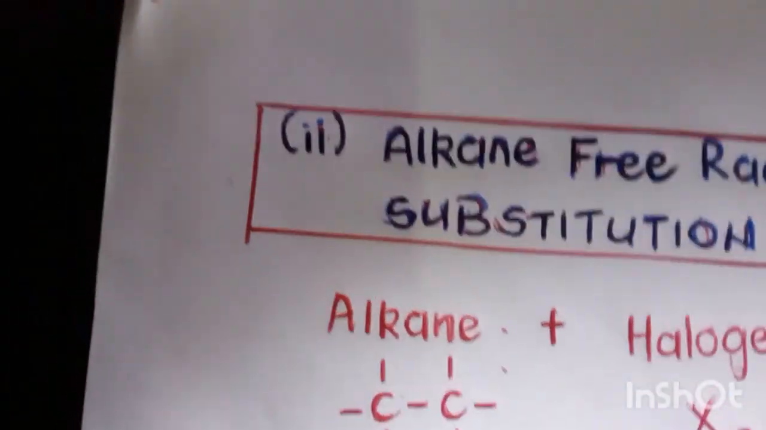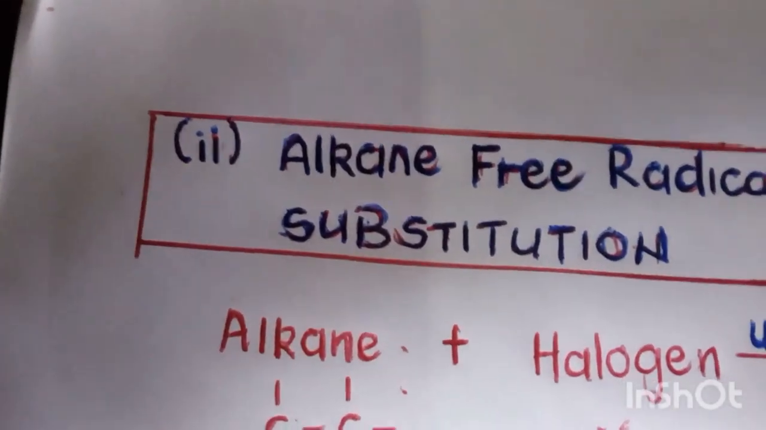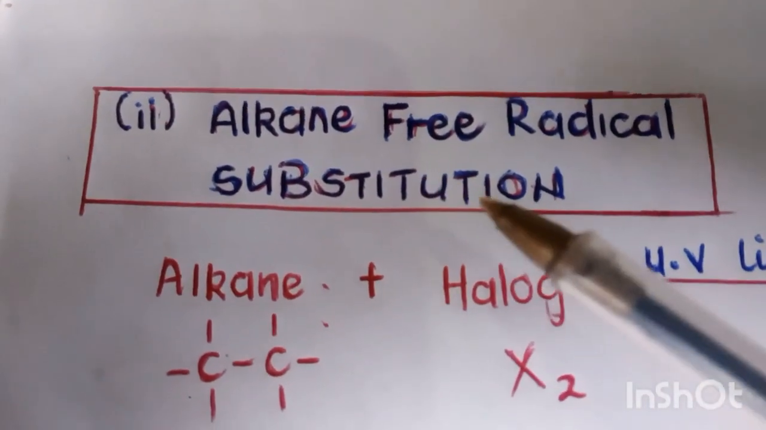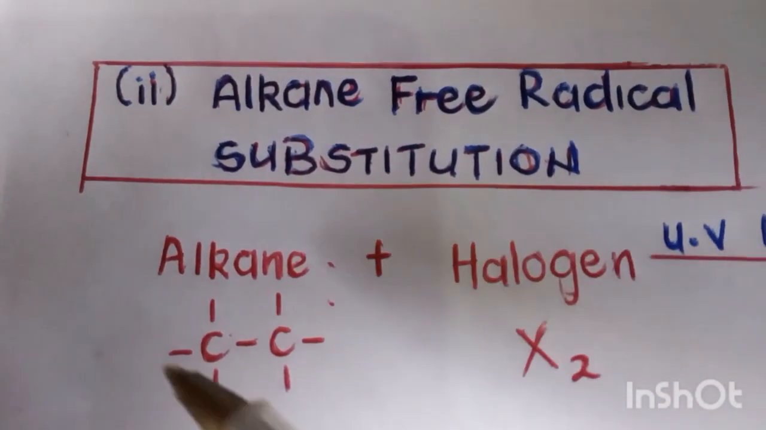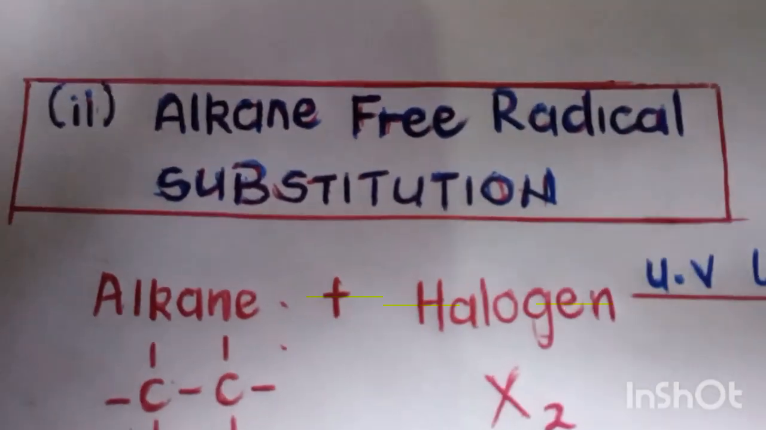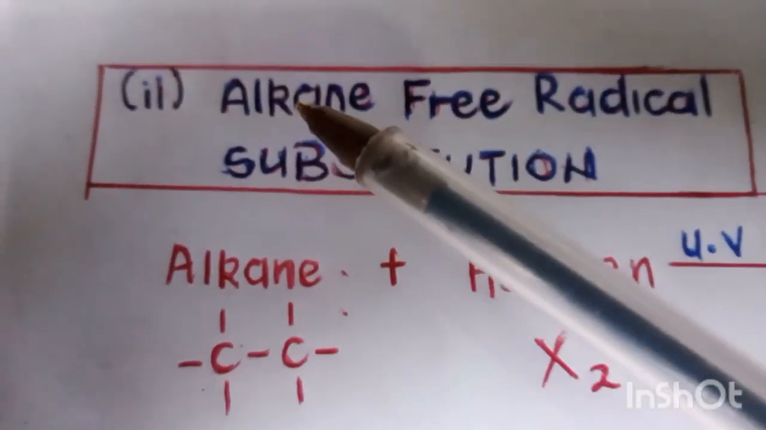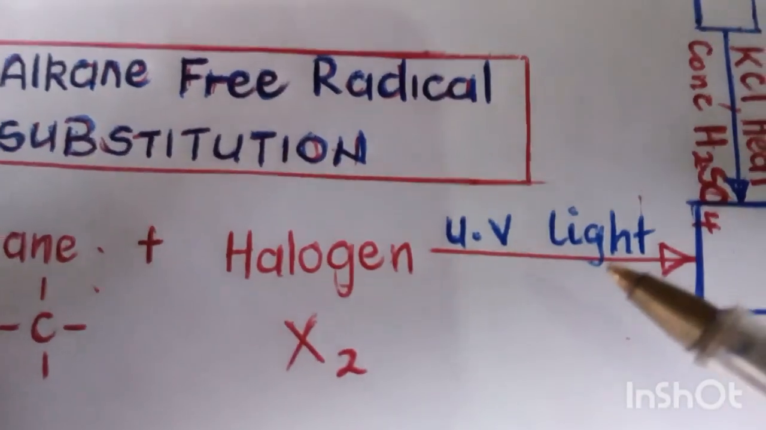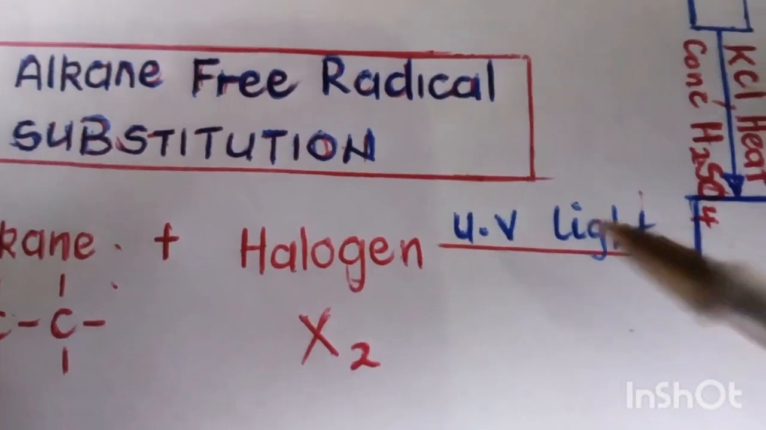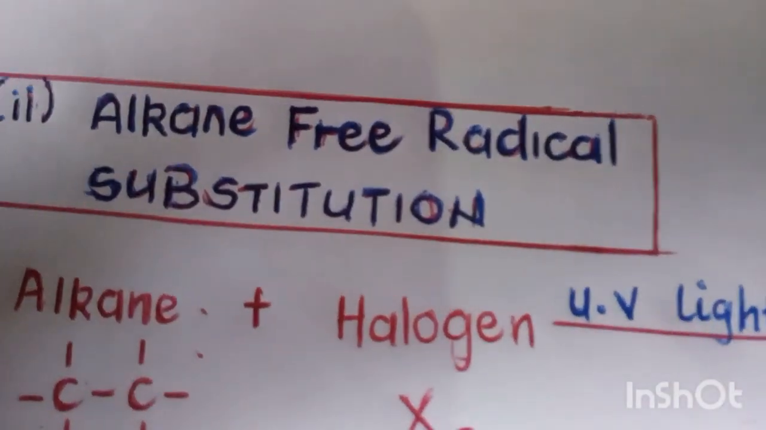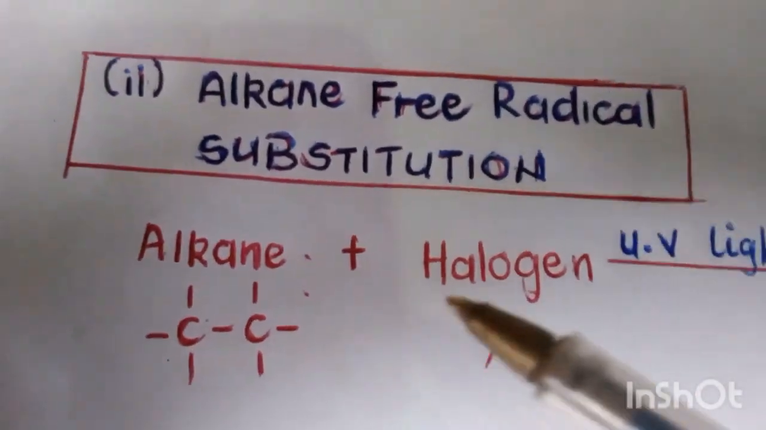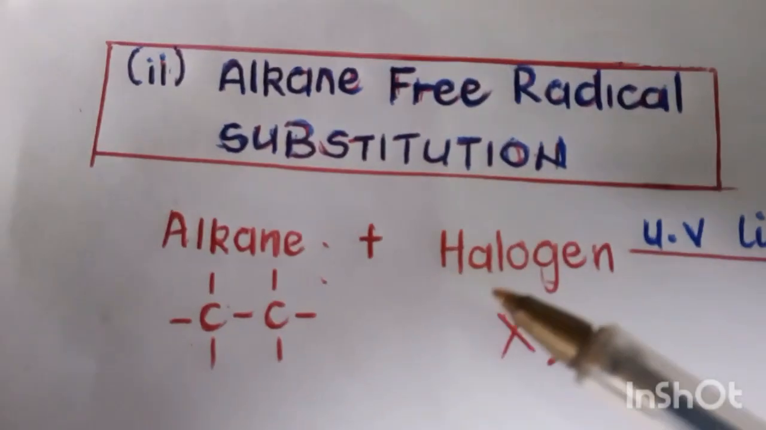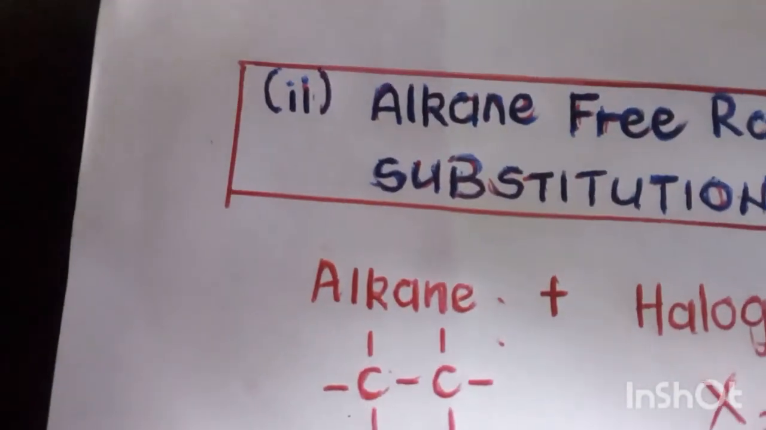And then the second type of reaction that can be used to make haloalkanes is known as the alkane free radical substitution. We discussed this when we looked at the reactions of alkanes, where we said that the substitution reaction requires UV light. That's a condition that is needed for the reaction to take place. And then we form a haloalkane from the reaction between a halogen and an alkane.